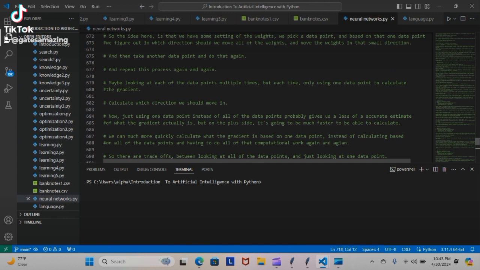Calculate which direction we should move in. Now, just using one data point instead of all the data points probably gives us a less accurate estimate of what the gradient actually is, but on the plus side, it's going to be much faster to calculate. We can much more quickly calculate what the gradient is based on one data point instead of calculating based on all of the data points and having to do all of that computational work again and again. So there are trade-offs between looking at all the data points and just looking at one data point.